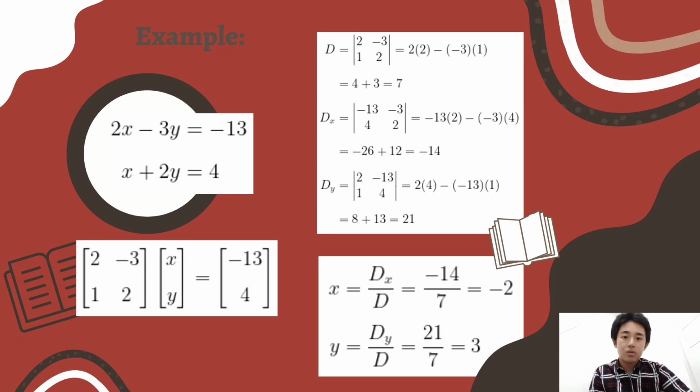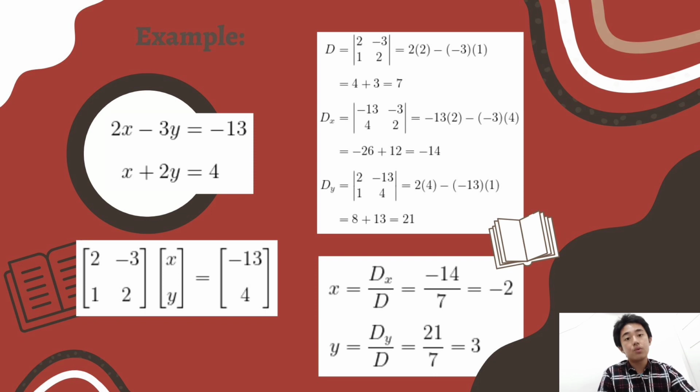Now we look for D, and we include the matrix numbers 2, negative 3, 1, and 2. We multiply crosswise: 2 times 2, and negative 3 times 1. It gives us 4, plus negative 3 times 1 is negative 3. So 4 minus negative 3 becomes 4 plus 3, that gives us 7.